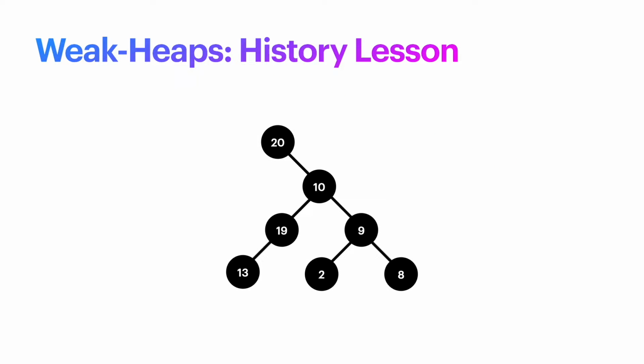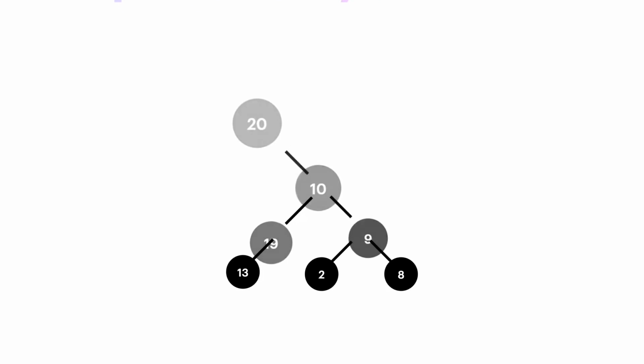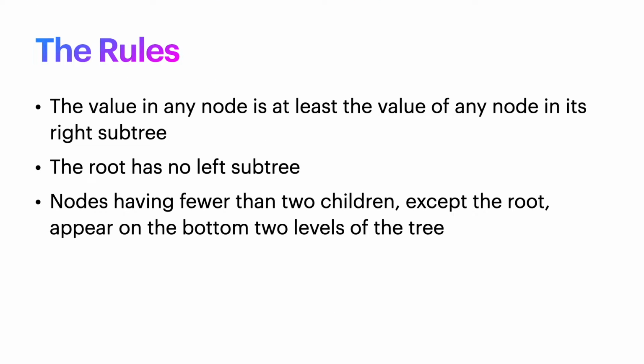About 30 years ago, the concept of a weak heap was pieced together by Ronald Dutton at the University of Central Florida. In his research article, he describes weak heaps as a data structure defined by relaxing the requirement for a heap. To start off, let's look at the rules that define how the data structure works.